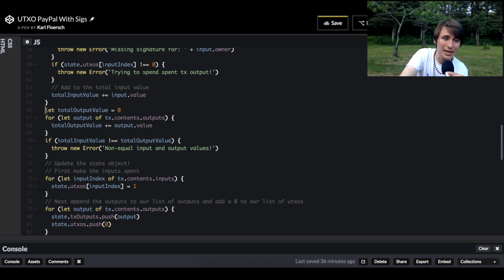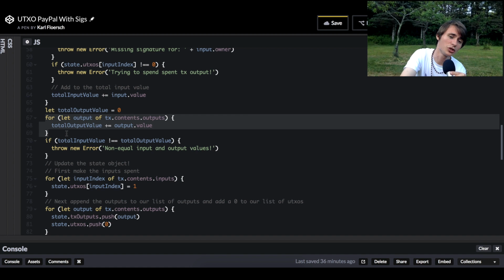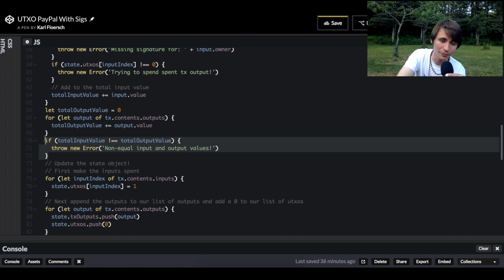Next, we're going to say let the total output value equal 0. And we're going to iterate over all of the outputs, and we're just going to add up their values. And we're going to make sure that they are equal. This is very simple, just input equals output in terms of value. We are not able to mint any coins.